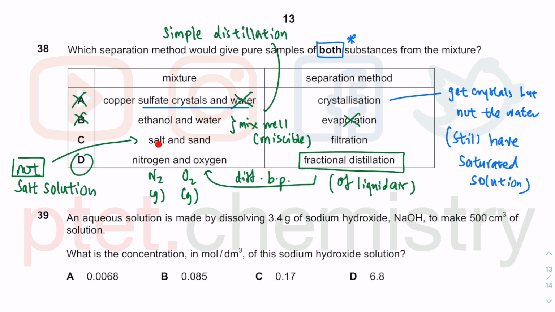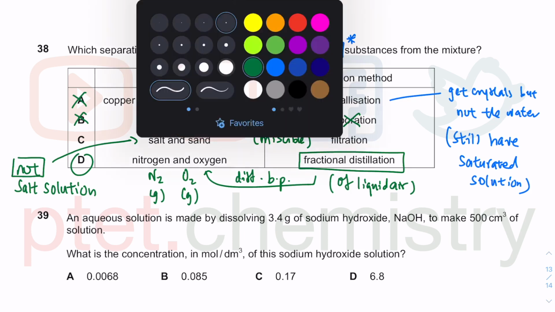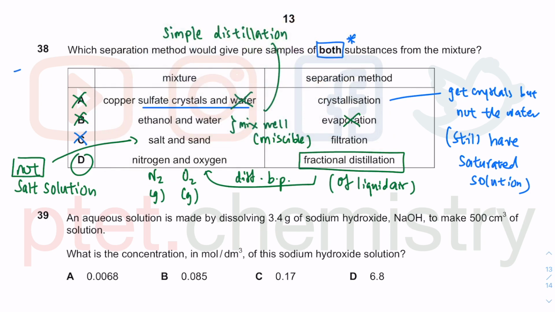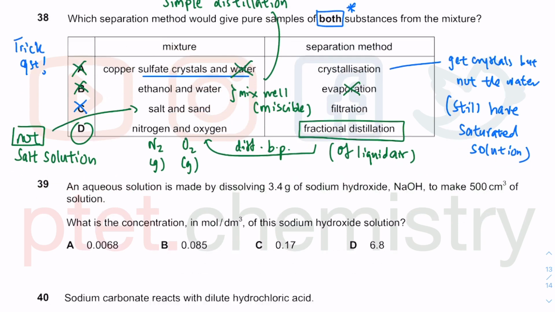But salt, being a solid on its own, cannot be separated from sand by filtration, because the salt is solid at the beginning. Unless you have salt solution and sand, then yes, you can get both substances by filtration. So the best answer there must be D and not C. So do not get tricked. This is a trick question. It's about reading as well.